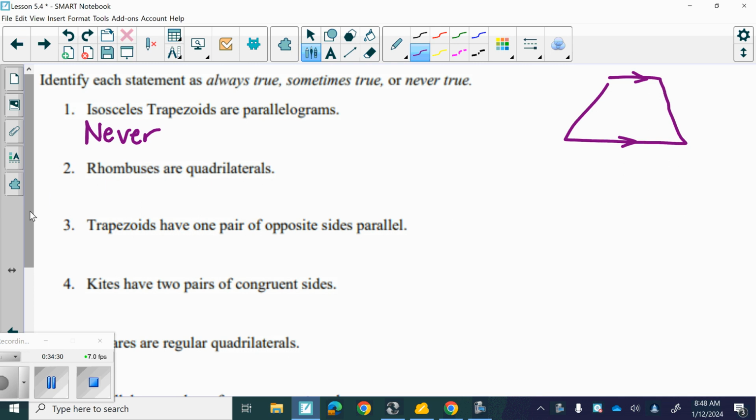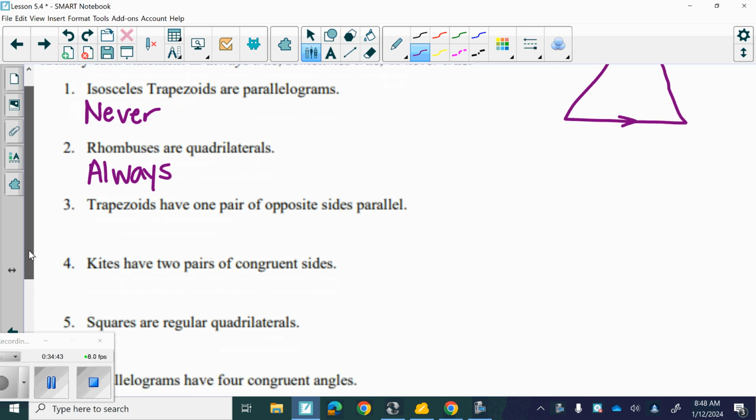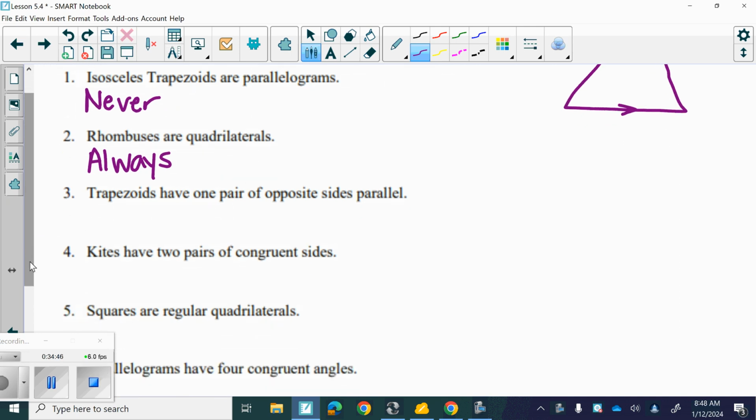All right, number two, rhombuses are quadrilaterals. Always. Quadrilaterals are four-sided figures. Rhombuses are four-sided figures. Okay, we kind of just answered number three. Trapezoids have one pair of opposite sides parallel. True. That's always. Most of them are common sense though.